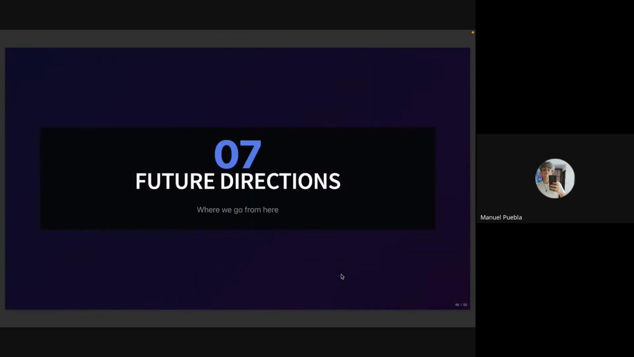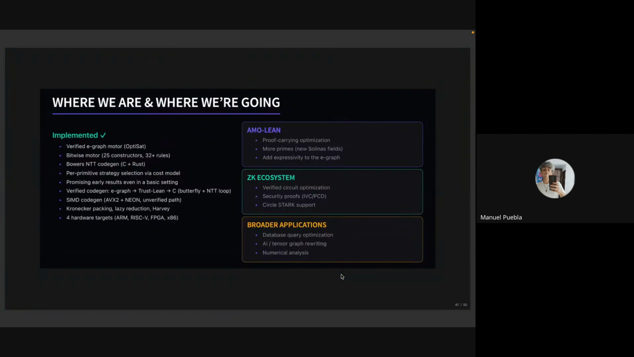So, future directions. What we already have is a verified eGraph motor. We have bitwise constructors and rules that are working with us. We already modeled Bowers entity. Our selection model is aware of the primitive, and we have very promising results even in this setting.